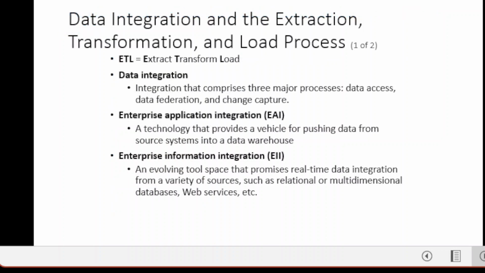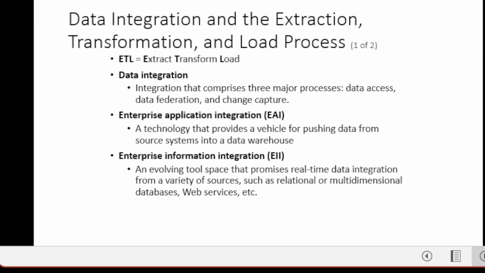So now we talk about data integration. Integration involves three major processes. You need to have access to the data. How do you federate the data? And then you want to change the data. So ETL stands for extract, transformation, and load.